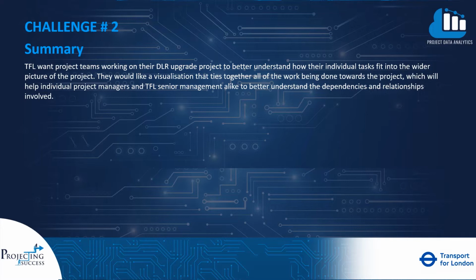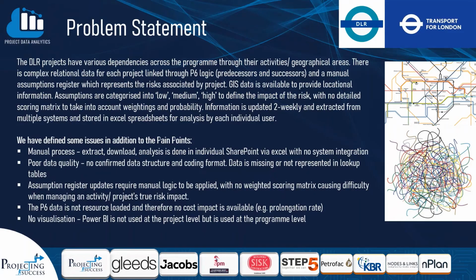Challenge summary. The challenge posed to us was to better understand the DLR Upgrade project in terms of how individual projects fit into the wider picture. The DLR project is a complex web of interdependencies that spans across a wide range of geographical areas. Lots of data feeds into this project, but we've identified some issues with the process, including the fact that extraction, transformation and analysis is a manual process which requires further coding in order for the data to be fully usable.